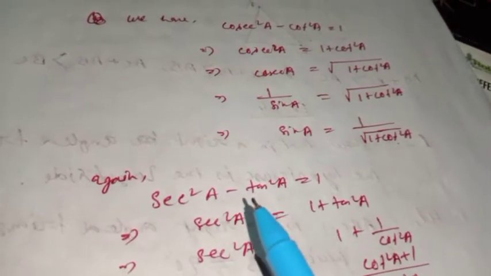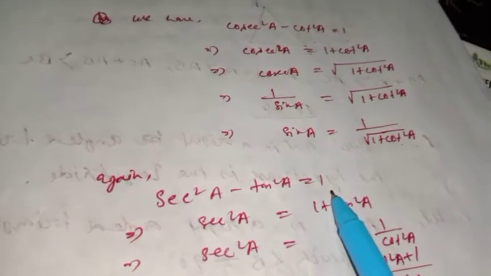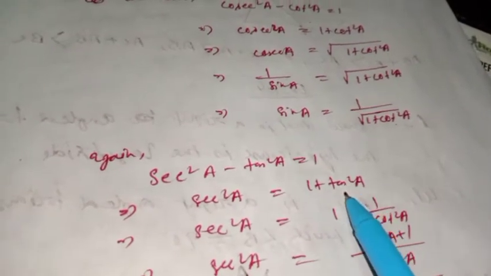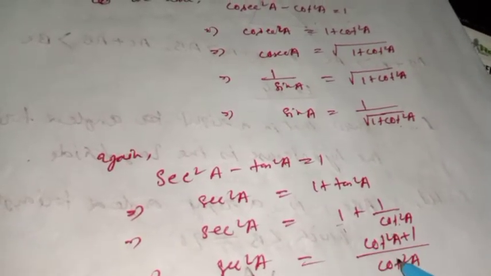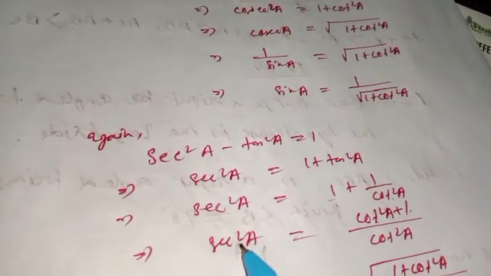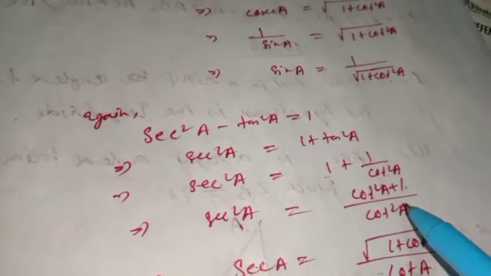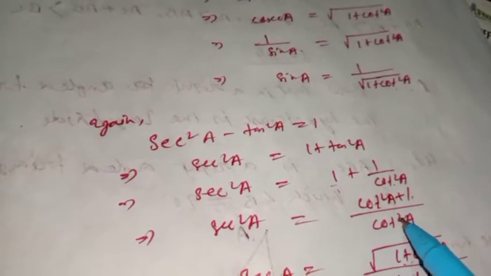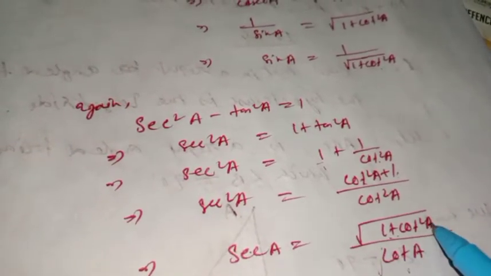Next, sec a. There is no relation directly from sec to cot, but we have an identity. Sec square a minus tan square a is equal to 1. So we can write sec square a is equal to 1 plus tan square a. And tan square a you can write as 1 by cot square a. If you take LCM, then we get cot square a plus 1 by cot square a. If you take the square root on both sides, you will get root over cot square a plus 1 by cot square a. For cot square a plus 1, you can write root over 1 plus cot square a. But for cot square a, you can cancel the square root, and only cot a is left. So that is how you can write sec a is equal to root over 1 plus cot square a by cot a.